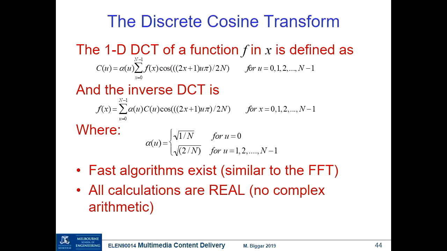So mathematically it looks like this. It's a bit like the Fourier transform, but instead of having a complex exponential here, we break the signal down into a sum of cosines.